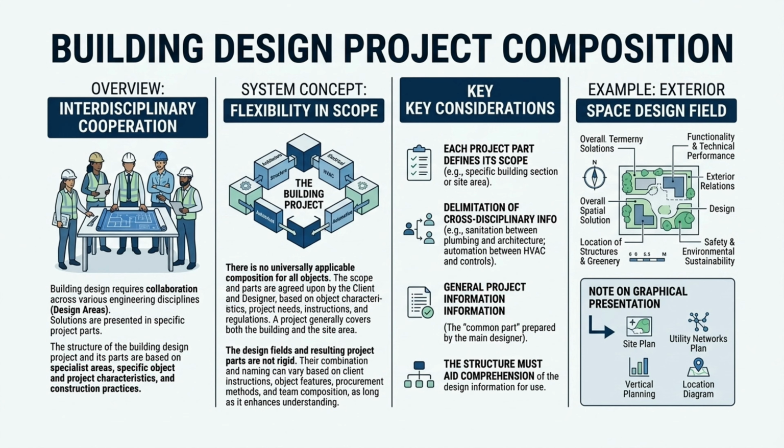In summary, the composition of the building design project adapts to the project's needs, with clear parts laid out in agreement between the client and the design team. Each part defines its scope, clarifies interdisciplinary relationships, and combines text with graphical representation to ensure the project documentation is practical, comprehensive, and easy to use.